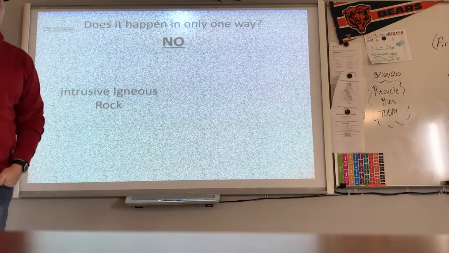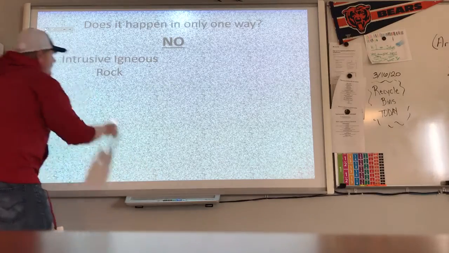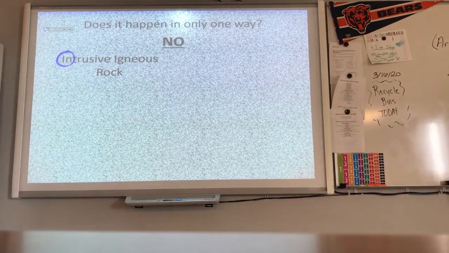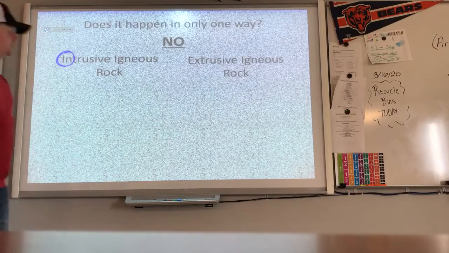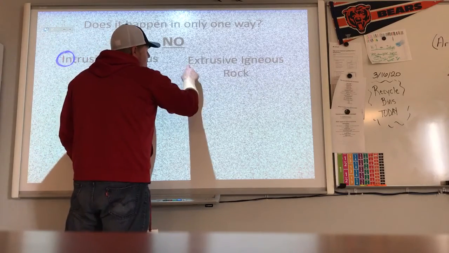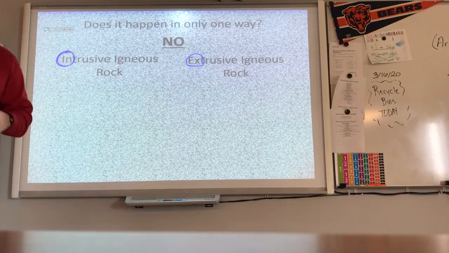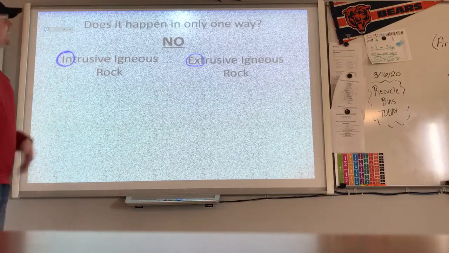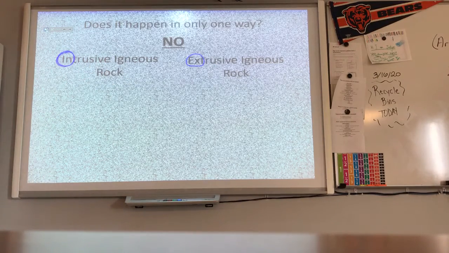There are intrusive igneous rocks. Think about the word and look at "in." Intrusive happens inside the earth. There are extrusive. If you look at this first part, looks like the word exit. When you exit a building, you go outside. These are outside the Earth's surface. Actually, you can find them both other places, but it's where something special happened.